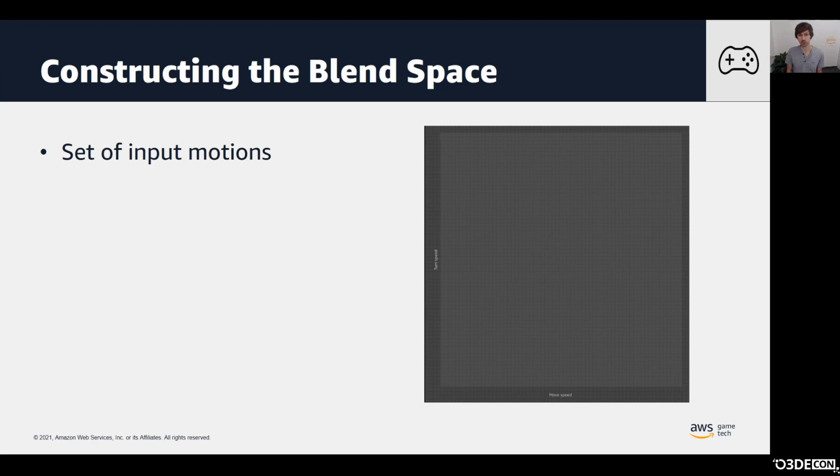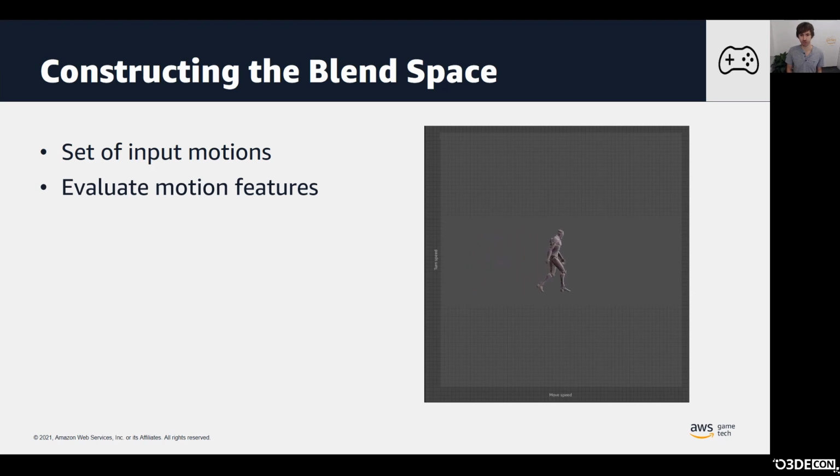Now, each animation will be a point inside our blend space. In this example, we construct a blend space with a walk forward, a run forward, and a turn right animation. So, how do we construct our blend space? The base forms a set of input motions, and for each input motion, we want to calculate the motion coordinate.